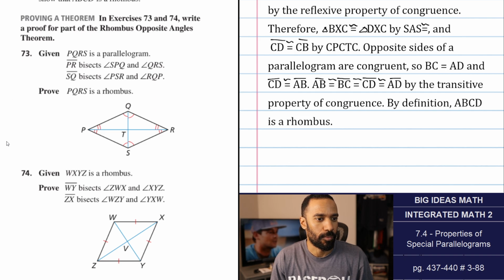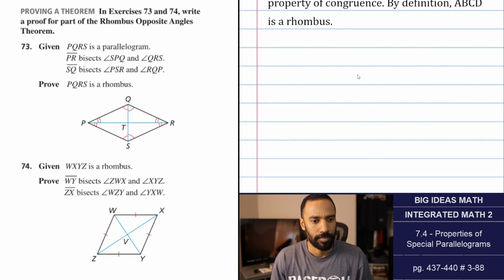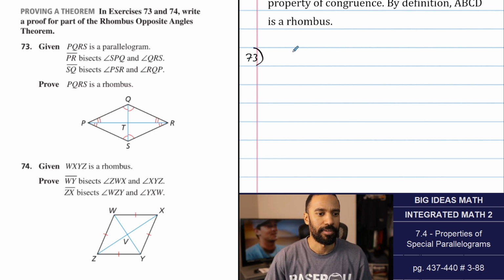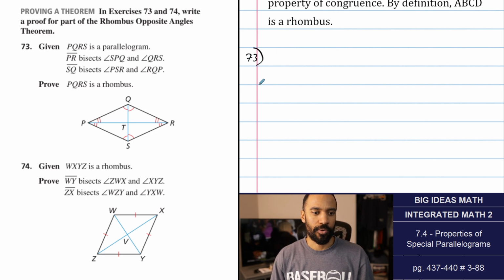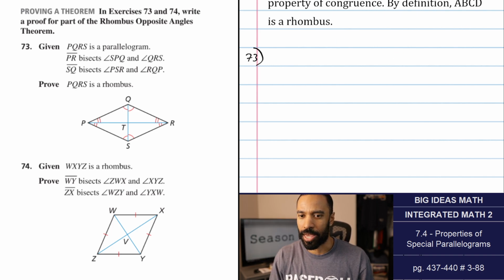Okay. 73, 74. Write a proof for the part of the rhombus opposite angles theorem. I wonder if there's enough for me to copy paste that. I don't think so. This is a way different setup. I'm probably going to use a two-column proof then. So we have the givens we're going to prove. I'll just leave that stuff the way it is, and I'll mark it up over there by working stuff out over here.